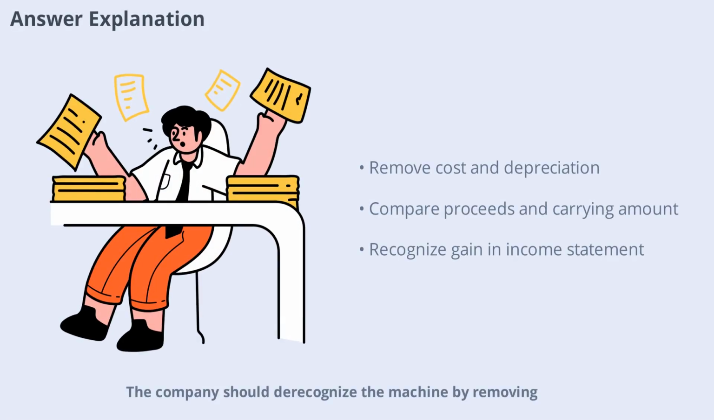The company should derecognize the machine by removing its cost and accumulated depreciation from the books. The proceeds from the sale, $10,000, are compared with the carrying amount, $8,000. The difference, $2,000, is recognized as a gain on disposal in the income statement. This process ensures accurate financial reporting and compliance with accounting standards.